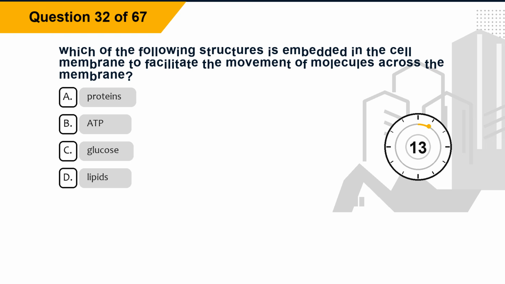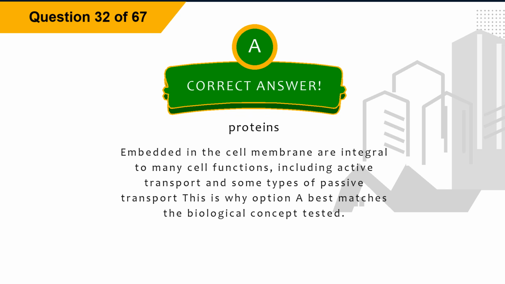Question 32. Which of the following structures is embedded in the cell membrane to facilitate the movement of molecules across the membrane? Option A, proteins. Option B, ADP. Option C, glucose. Option D, lipids. The correct answer is option A, proteins. Explanation. Proteins embedded in the cell membrane are integral to many cell functions, including active transport and some types of passive transport. This is why option A best matches the biological concept tested.